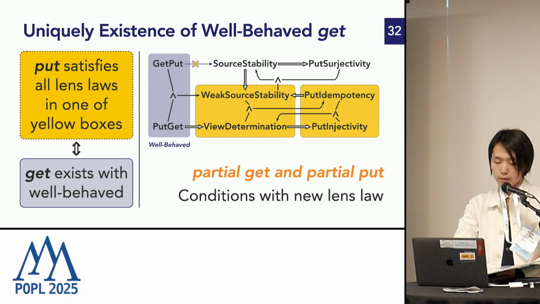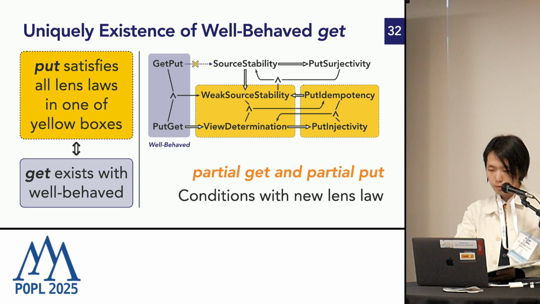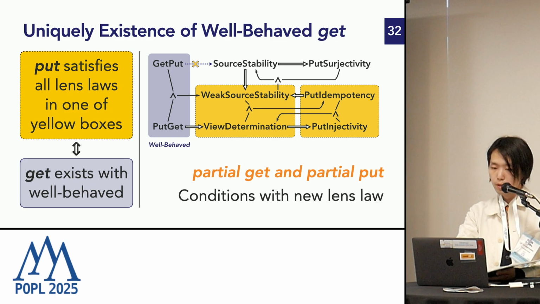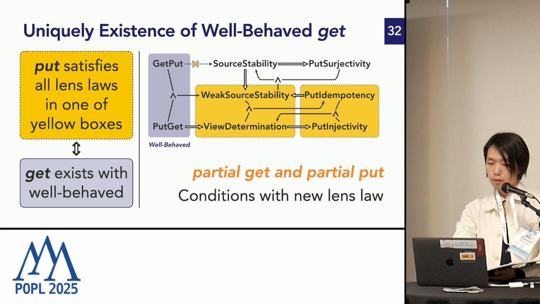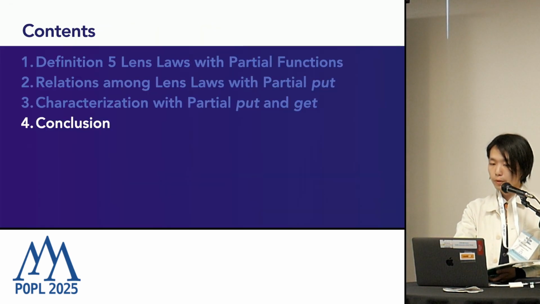Similar to the theorem given by Fischer et al., we show that when the partial put function satisfies all laws in one of the yellow boxes, the put has a corresponding possibly partial get function forming a well-behaved lens with the put. I'd like to stress this theorem. This is the most important result of our study. Now, I conclude my presentation.